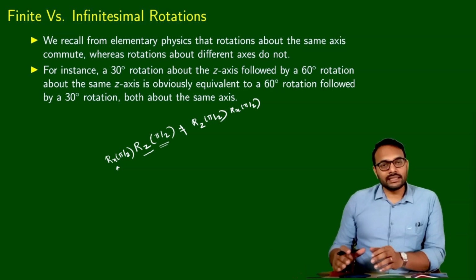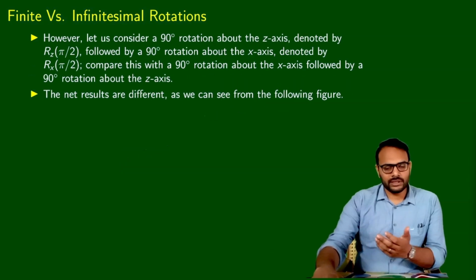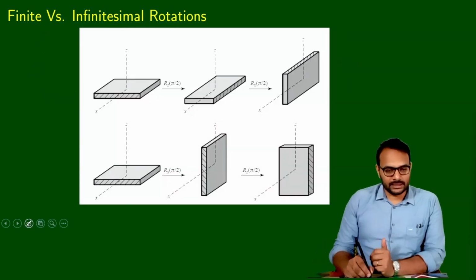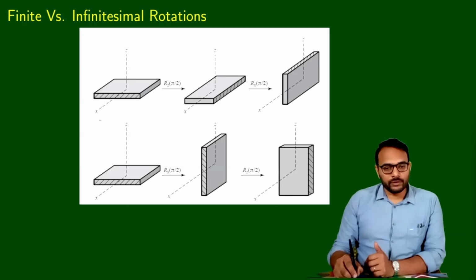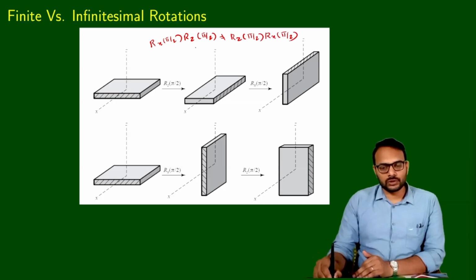Now, this is the reason why we say that finite rotations do not commute. We can easily see this in this picture here. What we wrote down over there was Rx of pi by 2, Rz of pi by 2 is not equal to Rz of pi by 2, Rx of pi by 2. You are supposed to read this from the right. This is the first rotation followed by the second rotation.